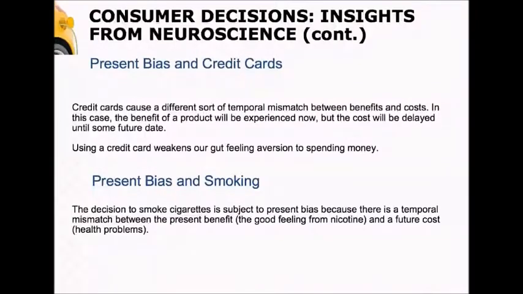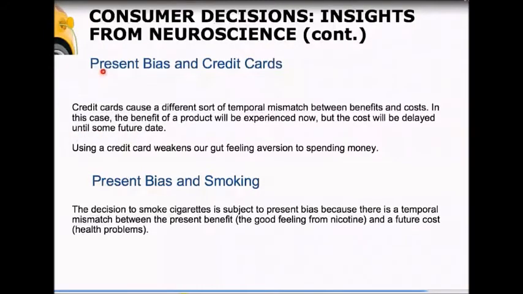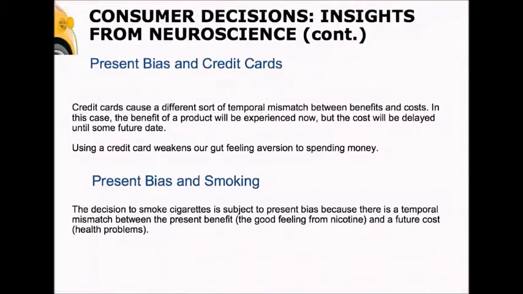How does present bias show up in everyday behavior? Well, let's look at credit cards. What do credit cards do? Credit cards allow you to get the current benefits right now, and the good gut feelings right now, and put the costs off to the future. So if you have the present bias, then you will spend more because you have credit cards. And this temporal mismatch between benefits and costs is made worse by the use of credit cards.